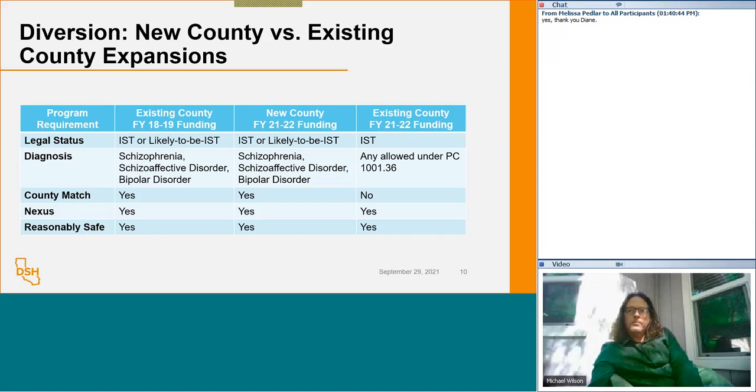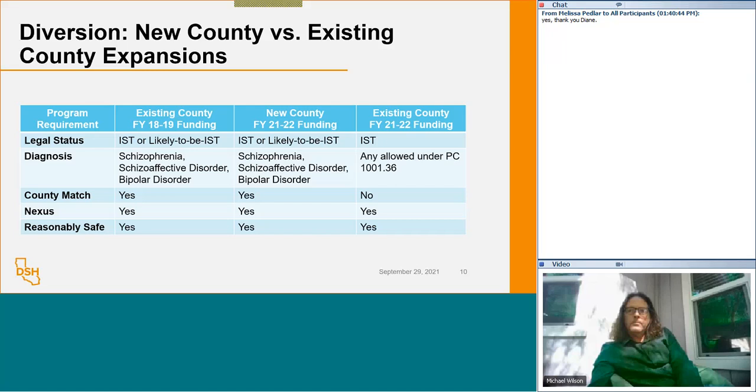So we started off with our 18-19 funding, which is the far left column. And what you'll see there in the basics of eligibility and requirements for this program, the clients that are diverted should be IST or likely to be IST as determined by the county. The individuals must have a diagnosis of schizophrenia, schizoaffective disorder, or bipolar disorder. The county is required to provide a county funding match.